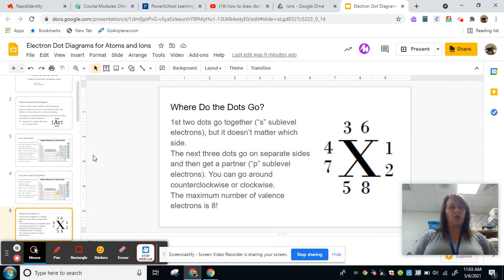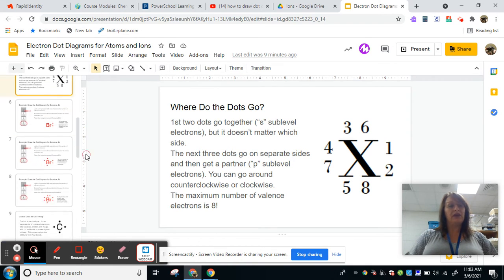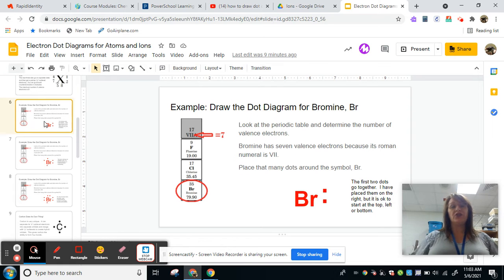And we'll learn a little bit more about orbitals later on, and that will make more sense. Okay, I want to show you guys an example. So let's look at bromine. Here's our periodic table, and I can see that it's got a Roman numeral VII, which is a 7. So it's going to have 7 valence electrons.